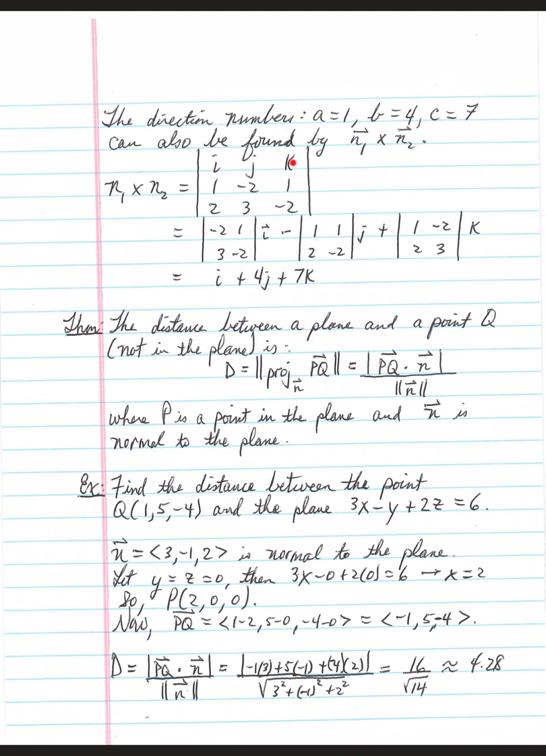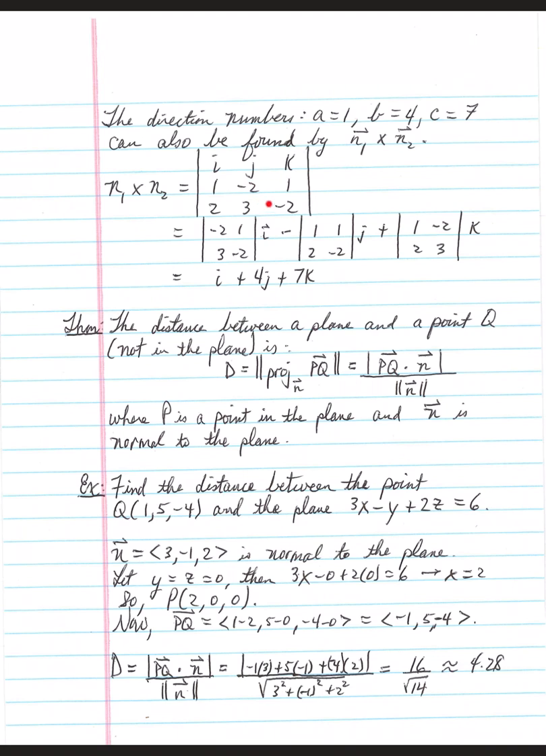Remember, top row is ijk, the values from n1, the values from n2, and those were taken right off of the coefficients for the planes. So remember back those two equations that were the two planes that we're finding the intersection of? These were the coefficients for x, y, z. And that was plane 1, plane 2. So we've done this quite a bit, cross product.